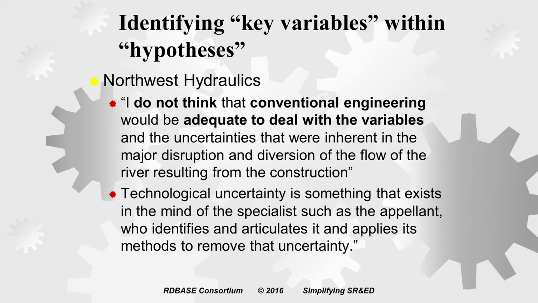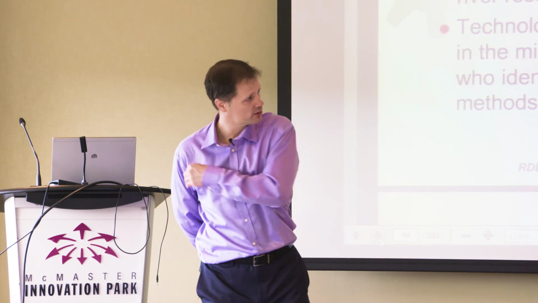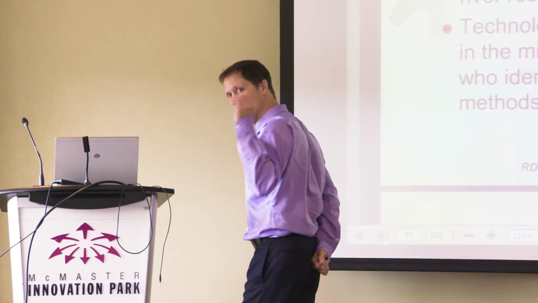Okay? Technological uncertainty is something that exists in the mind of the specialist, such as the appellant, who identifies, articulates and applies it to methods that remove that uncertainty. So again, we've got to benchmark standard practice. We have to be specific about what our hypotheses or uncertainties are. And then any work that we do from that point that's done in Canada by a Canadian employer, or what we call a taxable supplier, is in. And it's literally that easy.